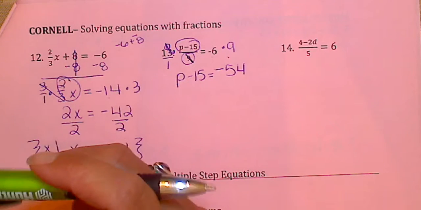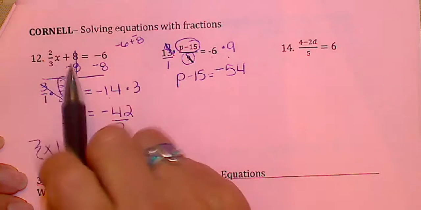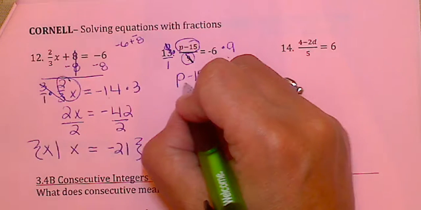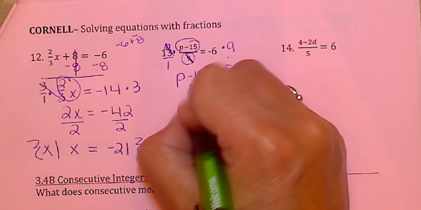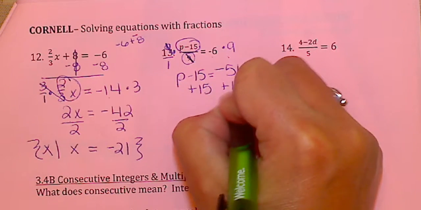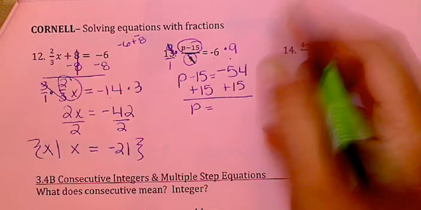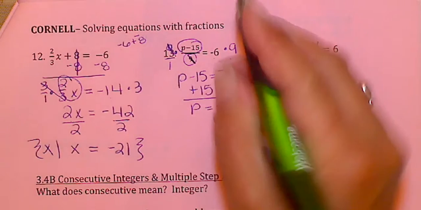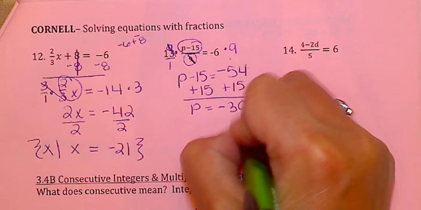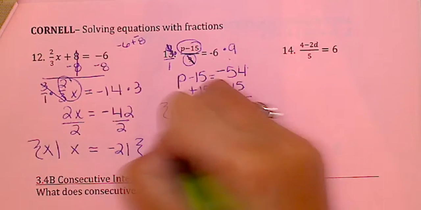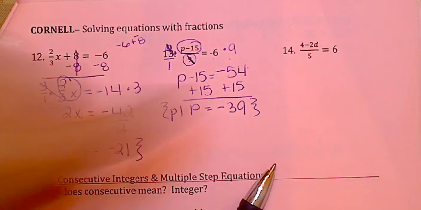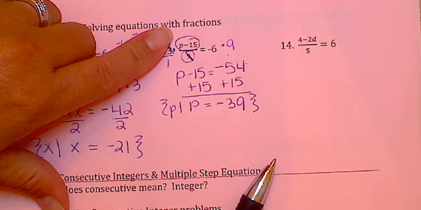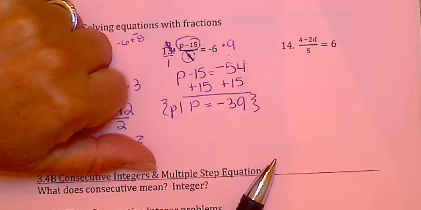That's it. Okay. It's actually easier than this problem because now we just need to solve for p. We're subtracting 15, and the opposite of subtracting 15 would be to add 15. So we get p equals -54 plus 15, which is -39. So try 14, following similar steps to 13. Go ahead and pause the video and see if you can do that one.